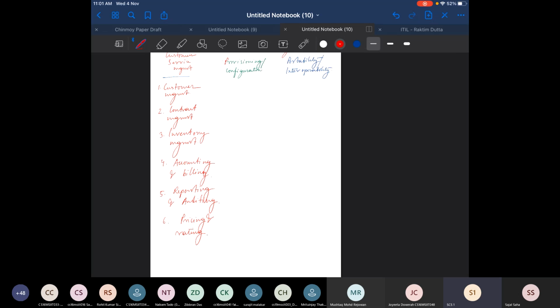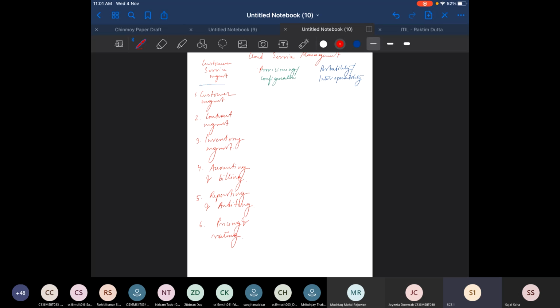Customer management. If multiple customers are there, how to give them access by creating the IAM policy and so on. Contract management will be done through SLA, service level agreement. Inventory management: how many resources are there, how many resources our customers are asking for, and how to manage those resources. If the demanded resources are more than the available resources, how to migrate or transfer the resources to the other data center can also be checked over here.